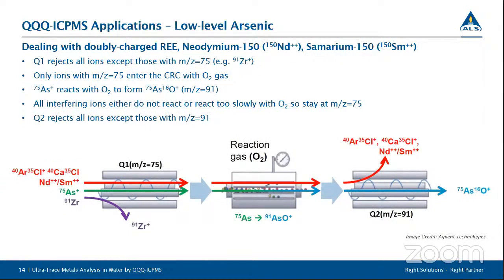As mentioned previously, the main difference between on mass and mass shift modes is that Q1 and Q2 are set to different masses in mass shift mode, and the reactive gas in the collision reactor cell reacts with the target element instead of the interfering ion. In the illustration below, Q1 filters all ions except those with a mass charge ratio of 75. So if you have double charged neodymium and samarium 150, it'll be 150 over 2, so a mass charge ratio of 75, same as arsenic.